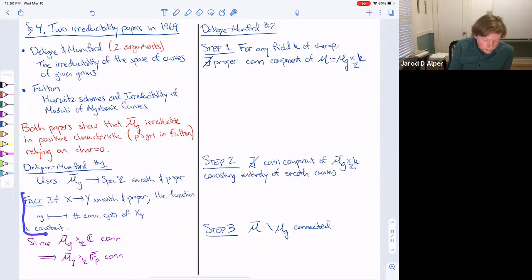And in fact, if you have a map, and you drop the smoothness assumption and just have, say, proper and flat, then this function is lower semi-continuous. It can drop down in closed subsets, or at particular primes in this case. But to get that it's constant, you don't need smoothness. Having geometrically normal fibers is enough. So in fact, this argument could have worked if you applied this to the coarse moduli space.